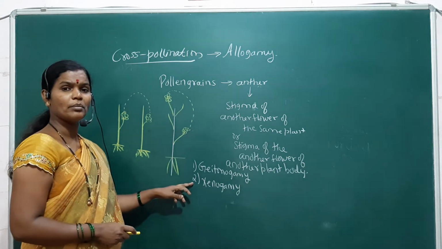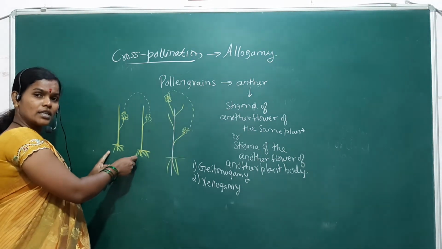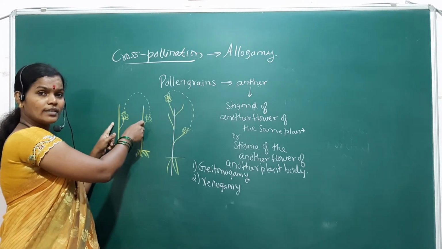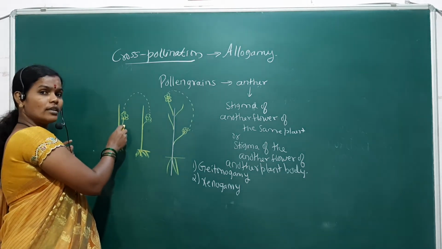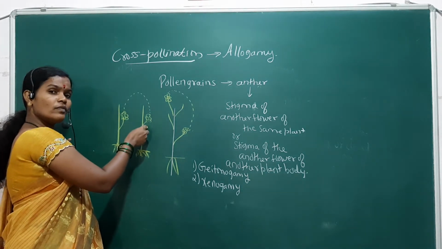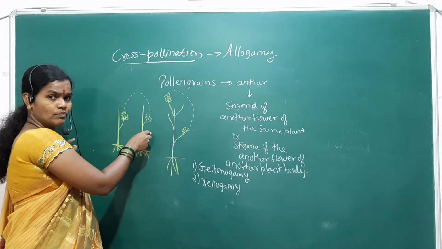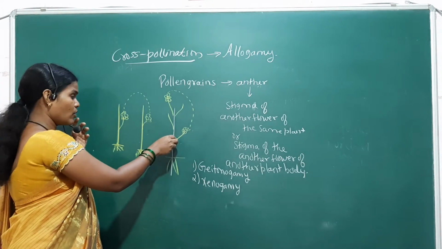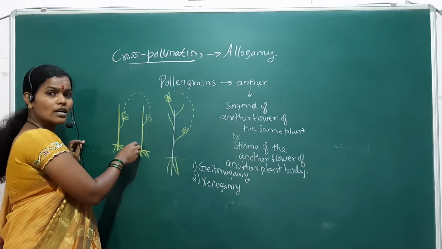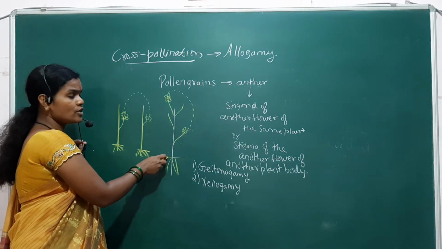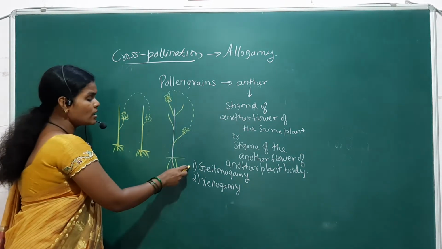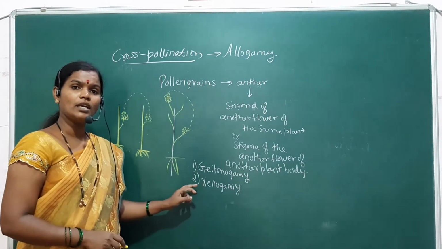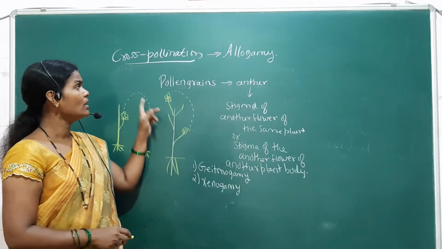Whereas xenogamy is where two different plants are there, and two different flowers are there. So it is the transfer of the pollen grains from the anther of the flower to the stigma of another flower of another plant body. See the difference between geitonogamy and xenogamy. It is another flower of the same plant body, and it is another flower of a different plant body. These are the two types of cross-pollination: geitonogamy and xenogamy.